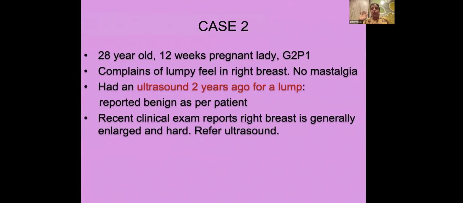She had an ultrasound 2 years ago. This is a classic history that you will get with 90% of the patients that you will see in this country. 2 years ago for a lump. It was reported as benign by some sonologist as per the patient, and therefore she didn't do anything about it. Now, a recent clinical exam done by an obstetrician reports that the right breast is generally enlarged and it feels hard.